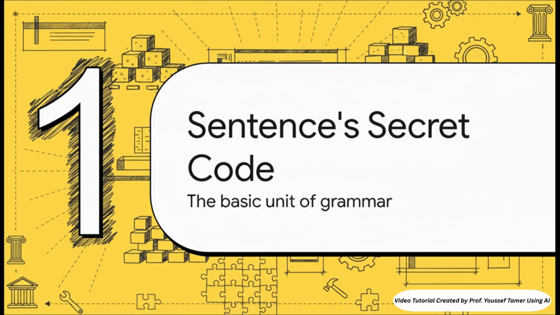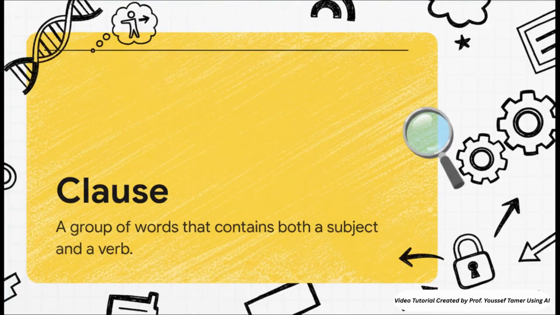To become master builders, we have to start with our materials. So let's crack open the sentence's secret code and look at the absolute foundation of it all. This right here, this is the whole game, the clause. It's basically the DNA of every single sentence you've ever read or written. Every clause has got to have two things: a subject, that's who or what is doing something, and a verb, that's the action. That subject-verb combo is the key to everything that follows.